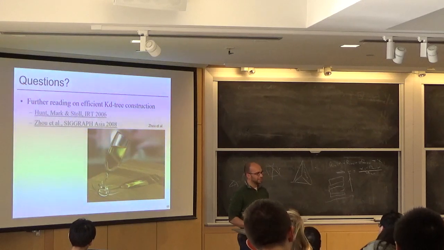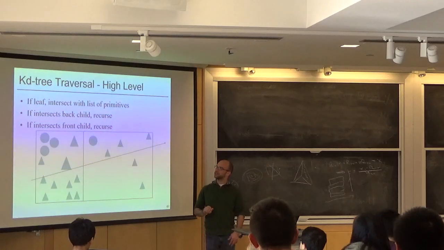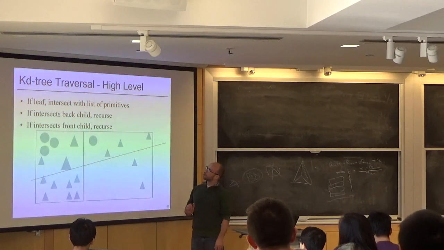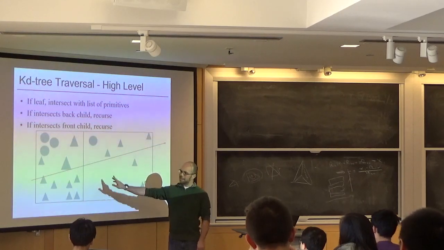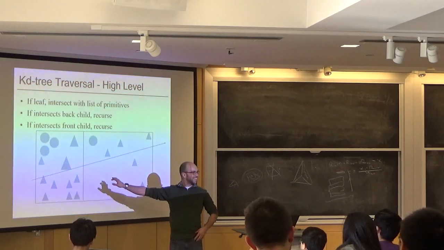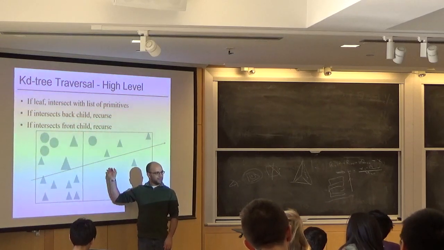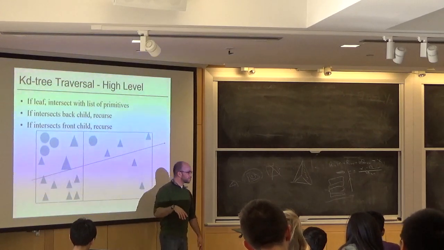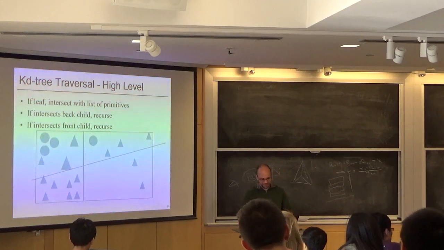Okay, so let's talk about how to traverse one. So now I have a ray, and I want to figure out if it intersects the tree or not. The simplest thing I could do is just intersect with both sides, right? And say, well, if it intersects the front box, recurse. If it intersects the back box, recurse, and then take the closest thing. Right? But we might be able to do a little bit better.